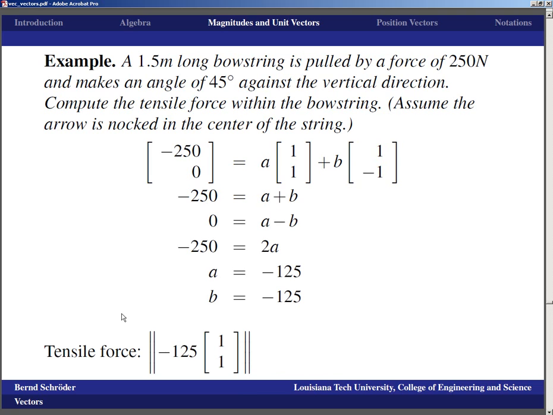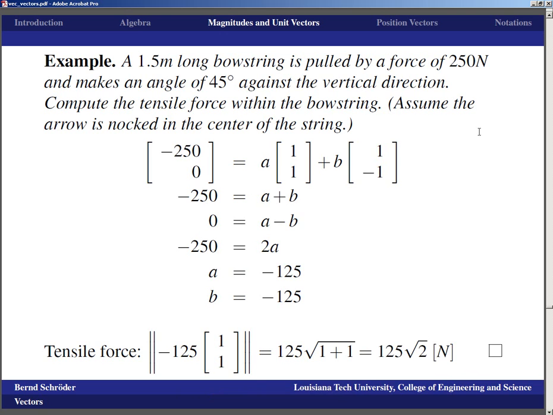And that means that the tensile force, if we're looking at just the magnitude, because again, the tensile force is always parallel to the string that is being tensed, and so what you really want to report is the magnitude, because the direction is always parallel to the string. And so you need the magnitude of the vector negative 125 times 1, 1, and that would be 125 times the square root of 1 plus 1, and that's 125 square root of 2, which, if you need more decimals, you can work out. We just put the unit of newtons behind that because everything was done in newtons, and that solves the problem.